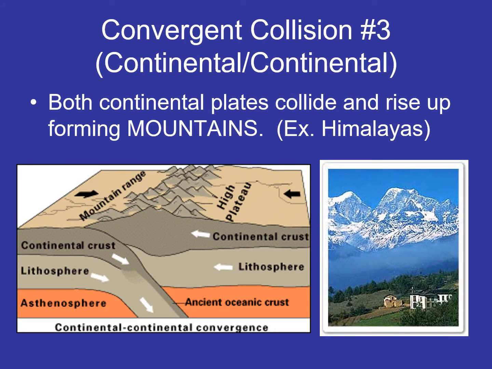Our final convergent boundary collision is where a continental plate collides or crashes with another continental plate. When they come together, neither one is super dense, so they're going to crash and it's going to create a rise in the earth, which is going to create our mountains and our mountain chains. The Himalayas are a really good example of where a continental plate collided and created a mountain chain.